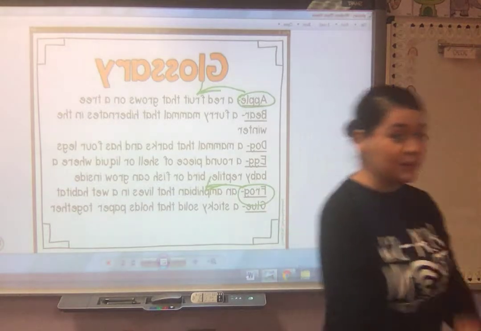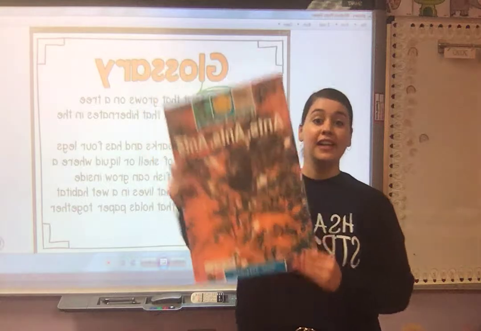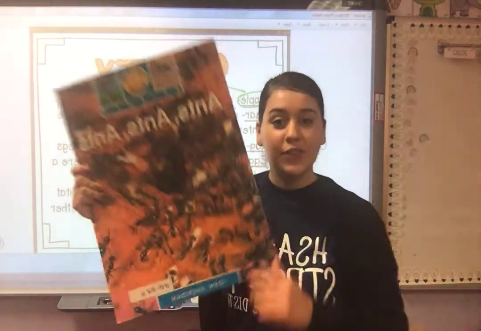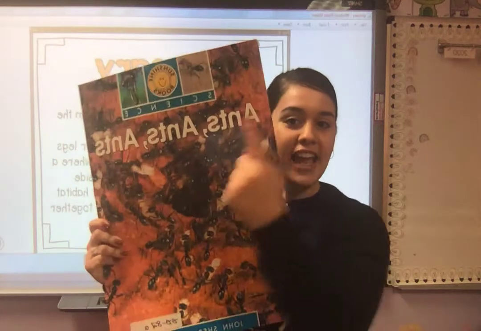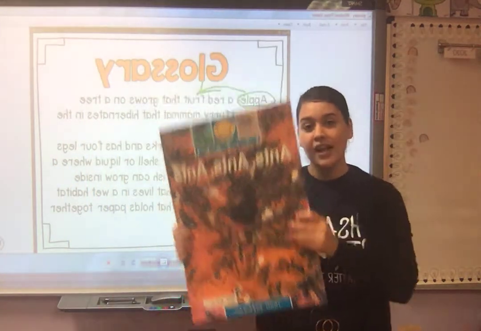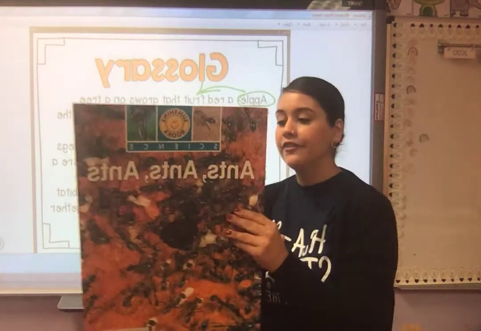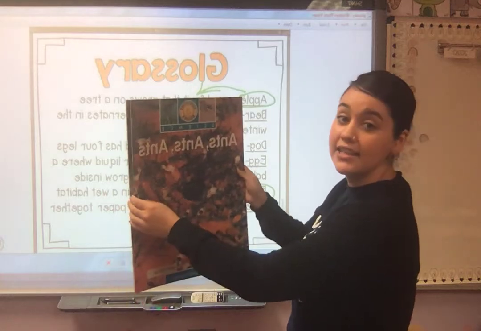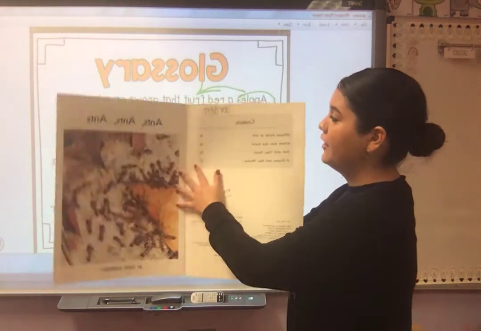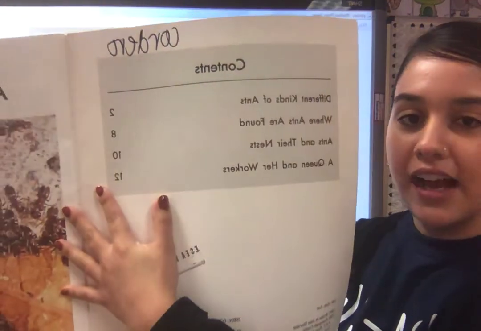The first example is this huge book I have about ants. This book is bigger than my head. So this is a book that I have called Ants, Ants, Ants. So this is a nonfiction book because this book teaches us about ants. And the very first thing that I see when I open this giant book is a table of contents. Do you see the table of contents?